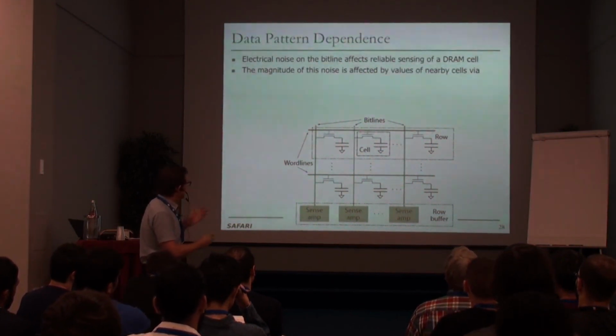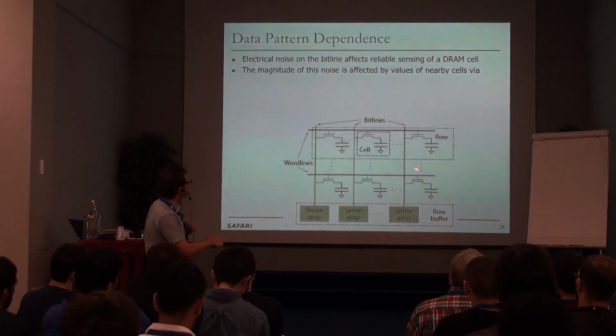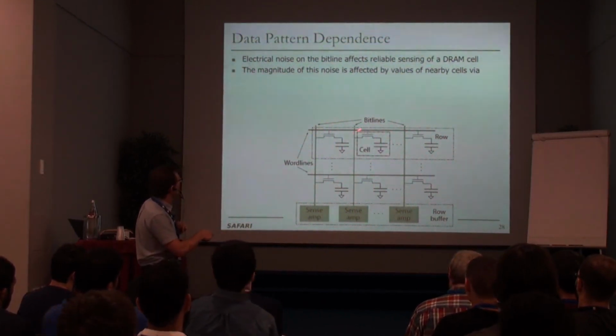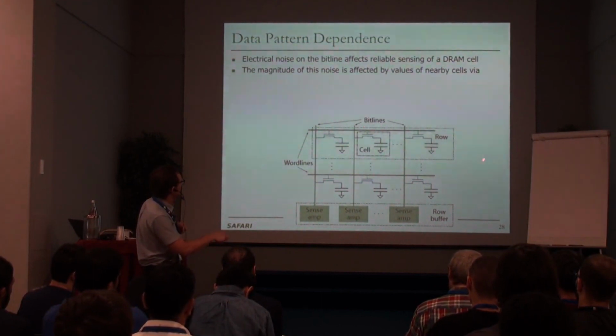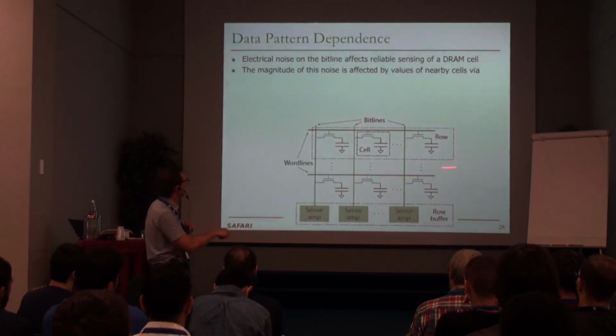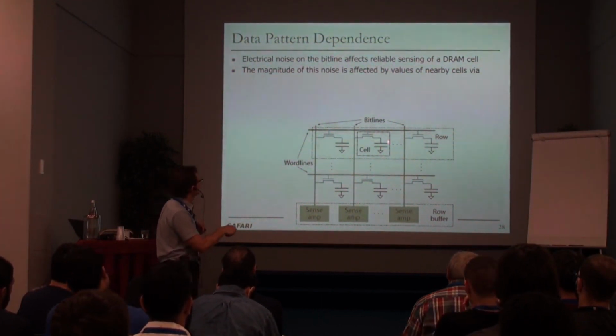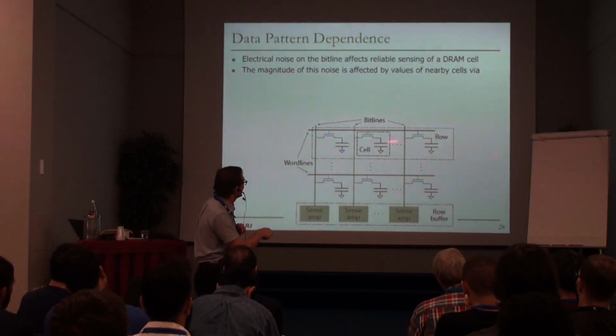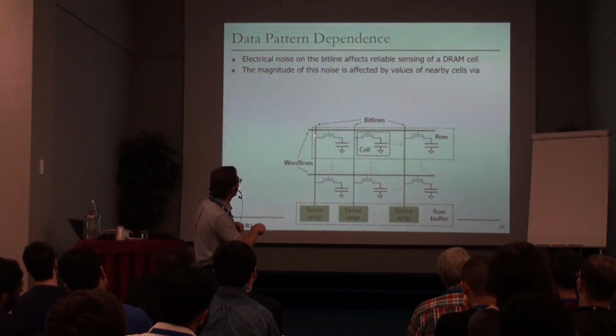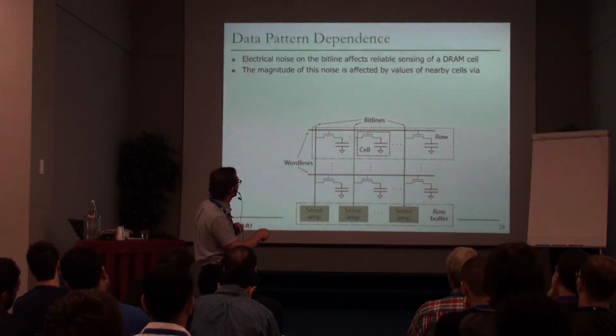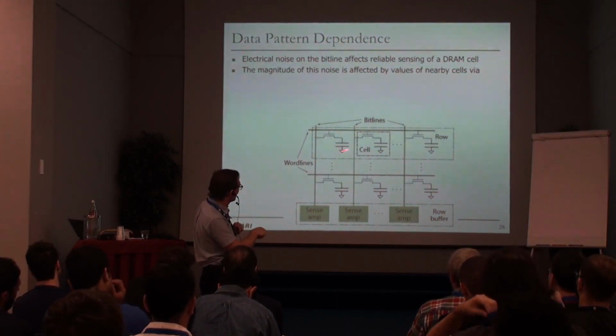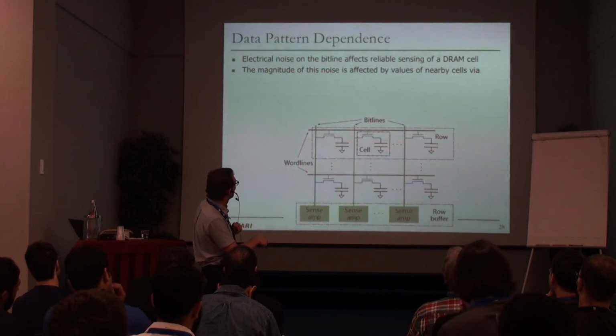And what happens is there's electrical noise on these bit lines, and that electrical noise affects the sensing of a DRAM cell that you're trying to read in the rows. And the magnitude of that noise is affected by the values of the nearby cells. So assume that we're looking at this cell. The magnitude of the noise that you get on the bit lines is affected by the nearby cells, these two, for example, or maybe these two also.